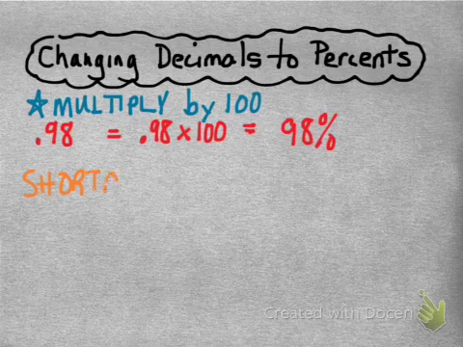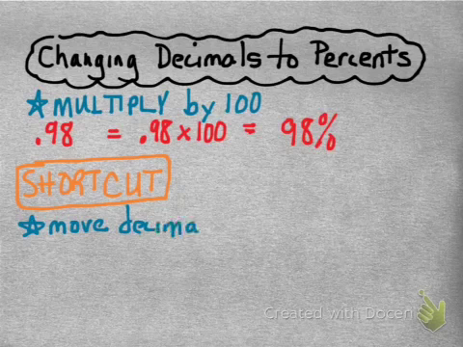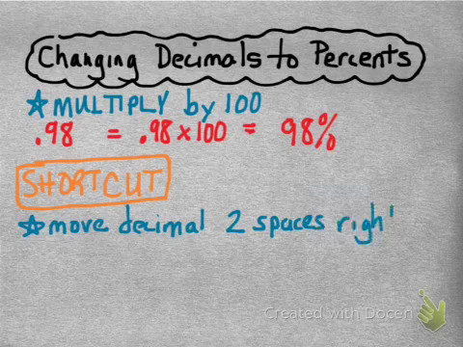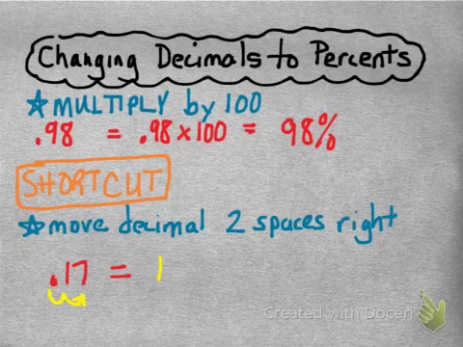And of course, we just talked about the shortcut here is really that you're just moving the decimal point 2 spaces right. You're going to move it the opposite direction because now you're multiplying by a power of 10. Okay? So if we have 0.98, you're just going to slide that 2 spaces right. And you get 98% there. So that's how that works.